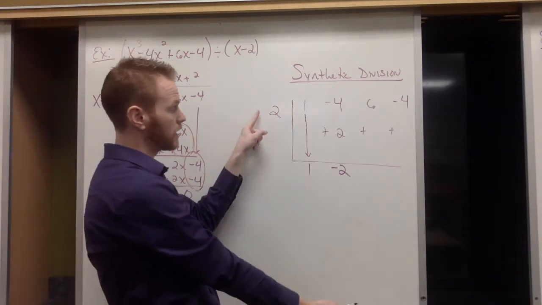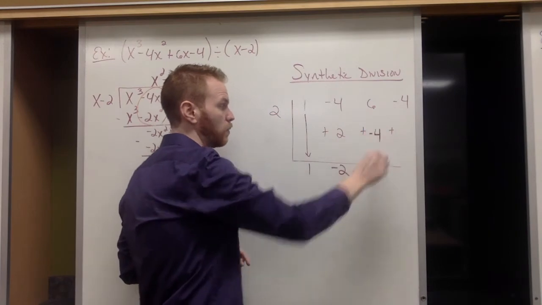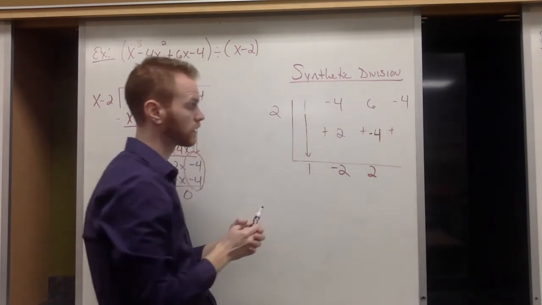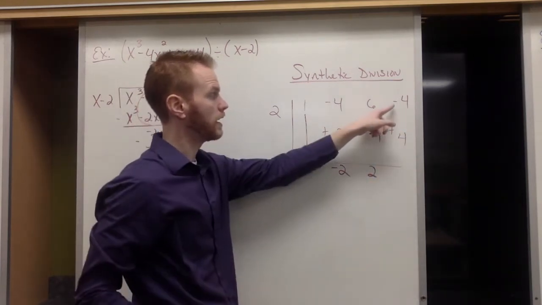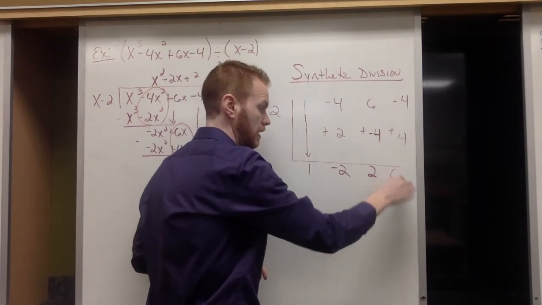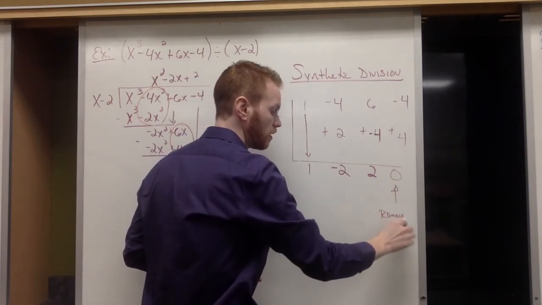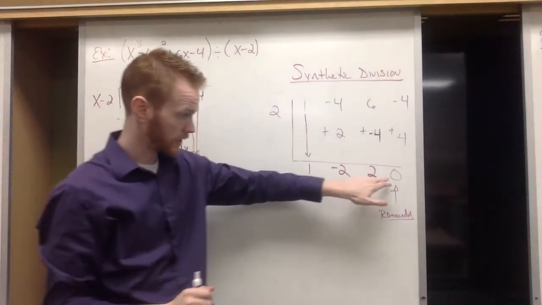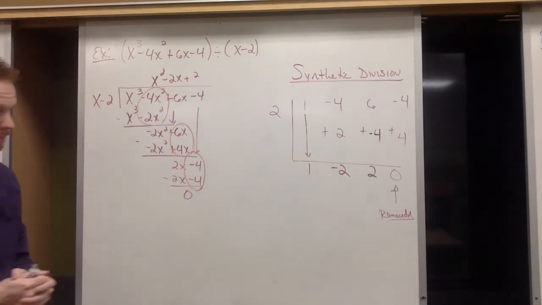Repeat the process. 2 times -2 gives me a -4. 6 plus -4 gives me a 2. And then to finish it, 2 times 2 is 4. -4 plus 4 gives me a 0. The last column is the remainder, all the time. And in this case, my remainder is 0. Just like it was over here, right? It was 0 for us.